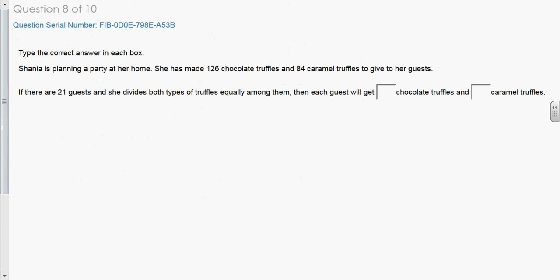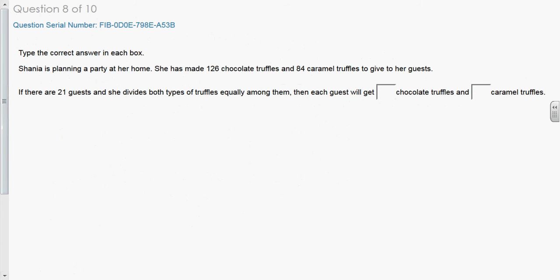Sanaya is planning a party at her home. She has made 126 chocolate truffles and 84 caramel truffles to give to her guests. If there are 21 guests and she divides both types of truffles equally among them, then each guest will get blank number of chocolate truffles and blank number of caramel truffles. So simply, how do we get that?